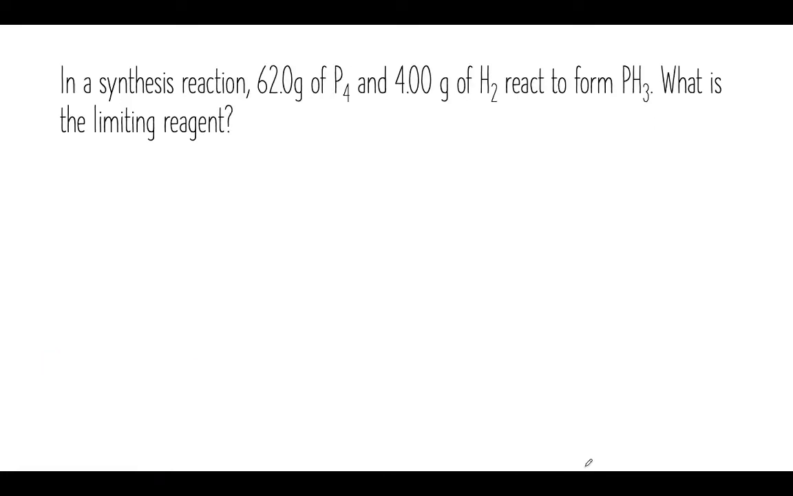I'm going to do the second example as well in the exact same way. So let's use this color. So my reaction is still P4 plus H2 gives me PH3. 4 phosphorus on the left side, 4 phosphorus on the right. 6 times 2 is 12 hydrogen on the left, 12 hydrogen on the right. Same thing. I'm going to have to identify the limiting reagent.